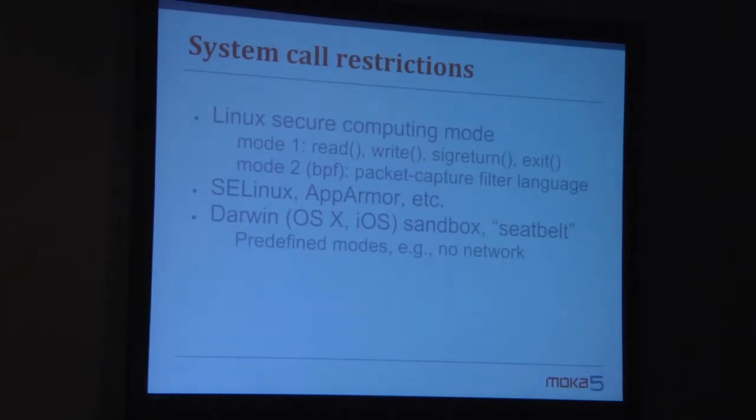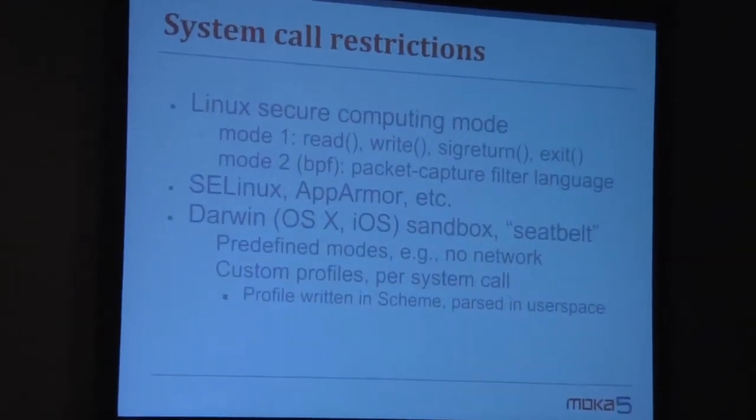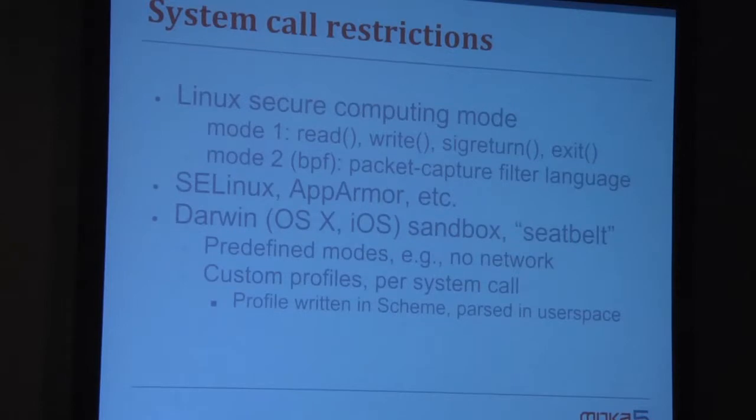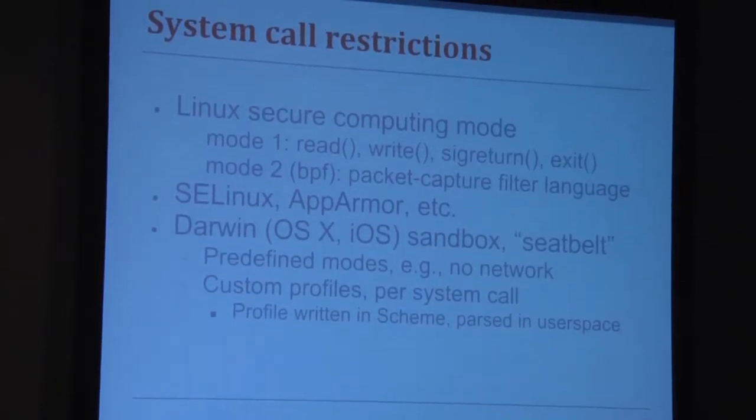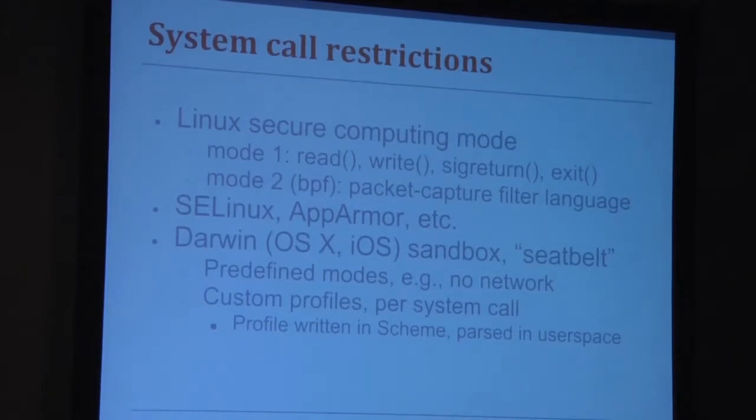There are some predefined modes where you say, well, this process can't get to the network, for instance. And then there's also this language where you can specify custom profiles and say, oh, this system call can do this, or oh, you can read files that match this, but not files that match that. The profiles are written in Scheme, and I don't know why they chose Scheme, but they were very clever and didn't put the Scheme parser in the kernel. So they parse this out, they run this program, and then they send the kernel this minimal binary format for parsing these things. And so that reduces the attack surface.